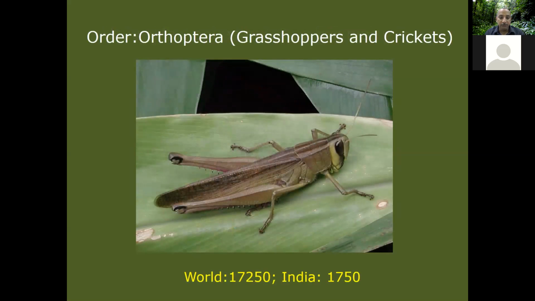Then come one of the most common insects, the Orthoptera, grasshoppers and crickets. Recently, everybody might have heard about the locust outbreak. This locust comes under the Orthoptera group. They are agriculturally very important because several of these locusts, crickets and grasshoppers are pests of agricultural crops and cause serious damage. So they are very important economically.